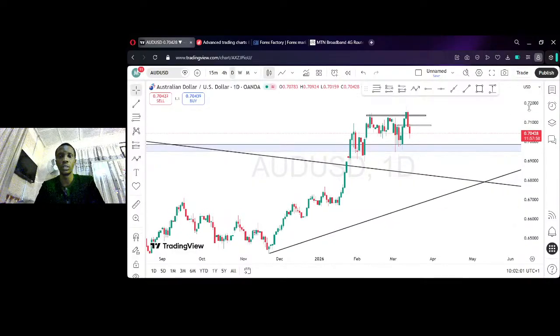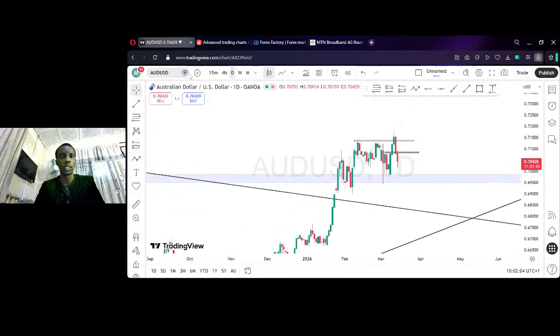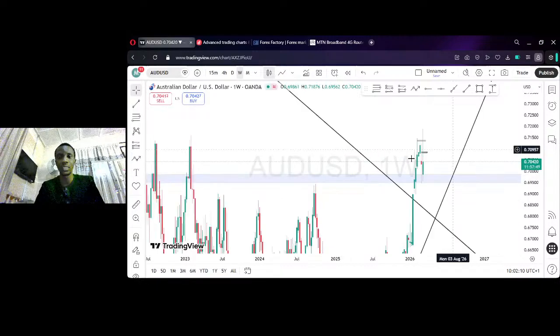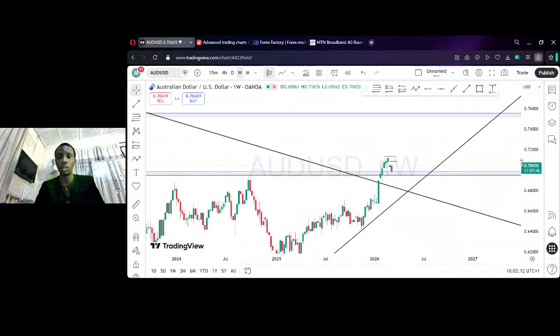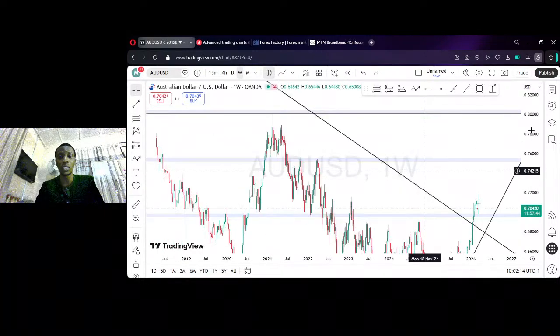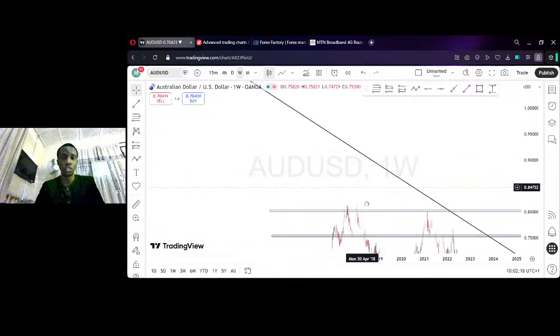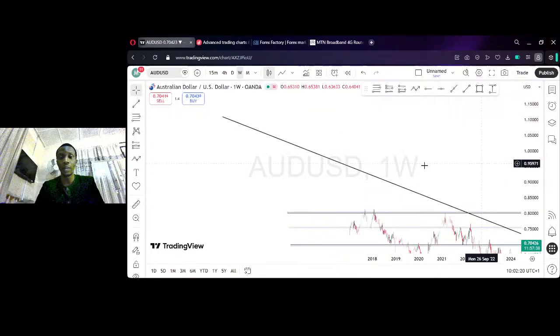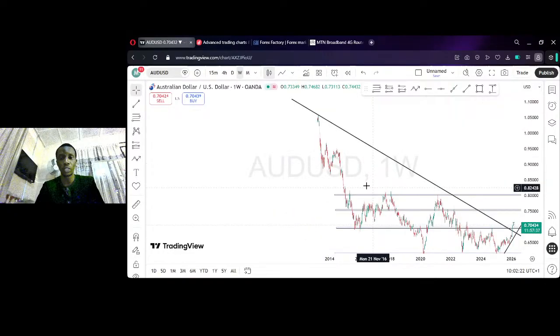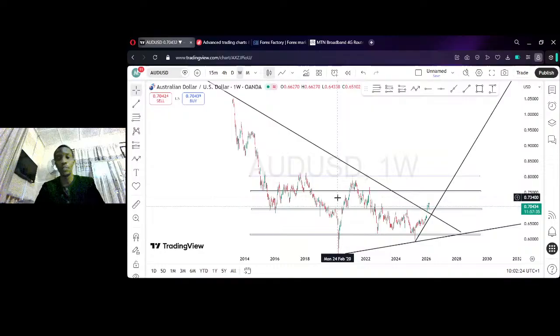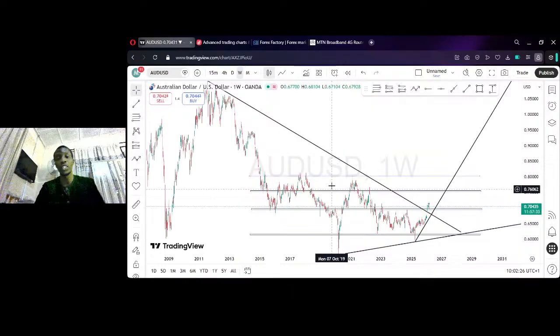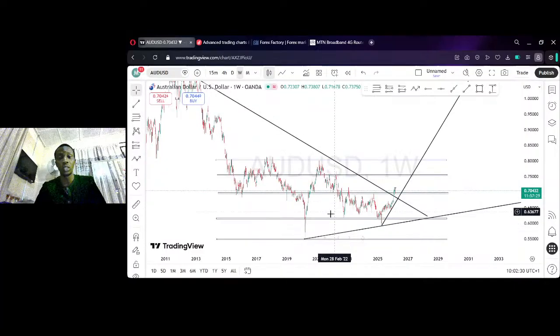Let's come to the higher time frame to quickly run a top-down analysis again on AUD/USD. This is the weekly time frame, and as you can see, we have AUD/USD in a downward trend. Even a 5-year-old boy will say this is a downward trend. Price has been creating lower lows and lower highs.